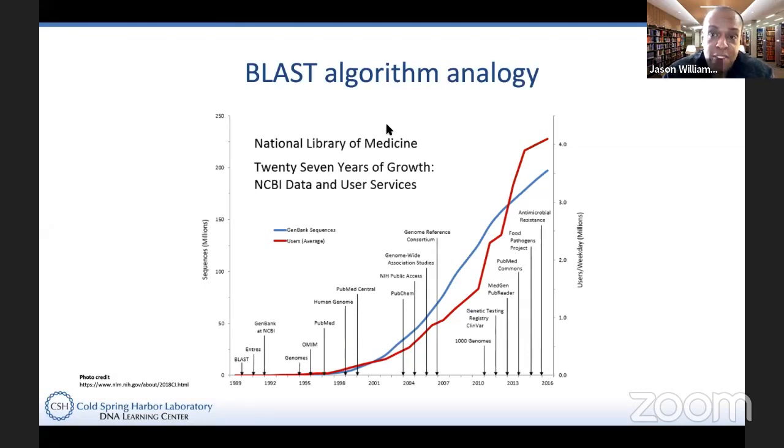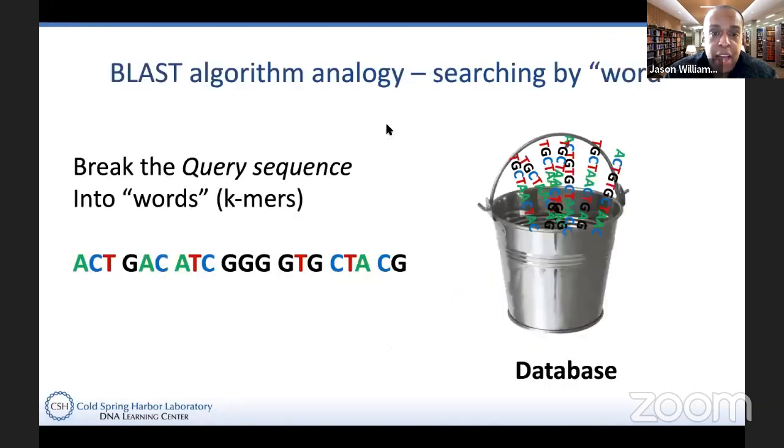So there are some strategies. We're not trying to make the scope of this course too deep, but there are a lot of analogies and some things you can kind of understand a little bit that help you understand how BLAST does the search.